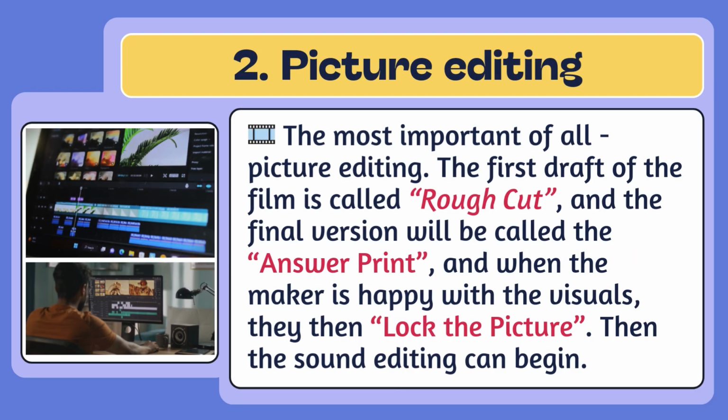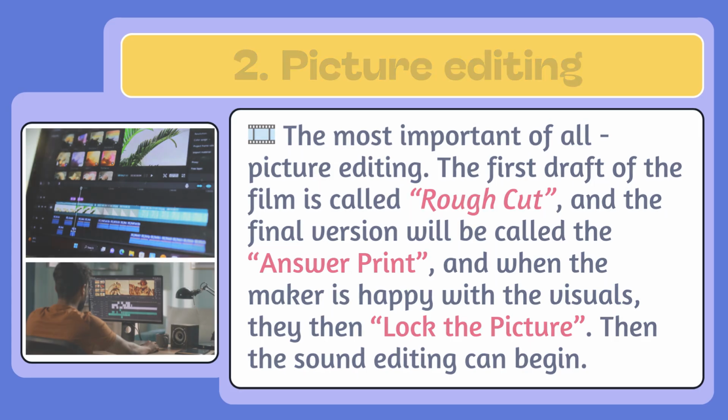2. Picture editing. The most important of all is picture editing. The first draft of the film is called rough cut, and the final version will be called the answer print, and when the maker is happy with the visuals, they then lock the picture. Then the sound editing can begin.